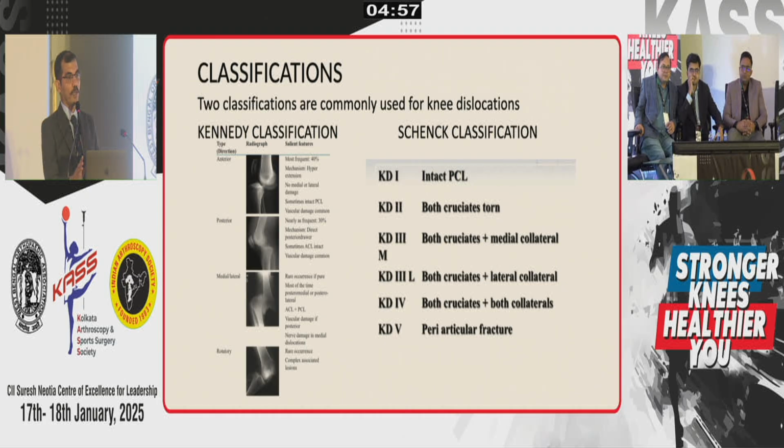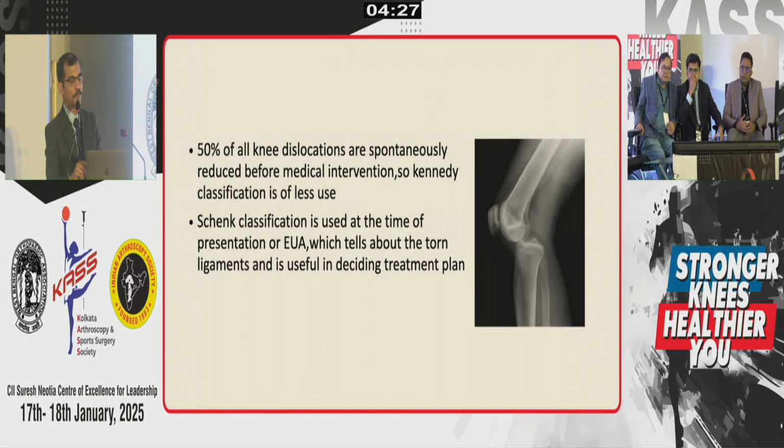There are two classifications commonly used: the Kennedy classification and the Schenck classification. It's the Schenck classification which is commonly used now, so it's like KD1, KD2, 3 and 4. KD3 with ACL, PCL and MCL means KD3M. ACL, PCL, LCL means KD3L. KD4 is bicruciate and both collaterals, and with fracture means KD5. We are going to deal with only KD2, 3, 4, not KD1. KD1 is a single ligament injury. 50% of all knee dislocations spontaneously get reduced, hence the Kennedy classification is not very useful. The Schenck classification includes all those, so it is very important for us.